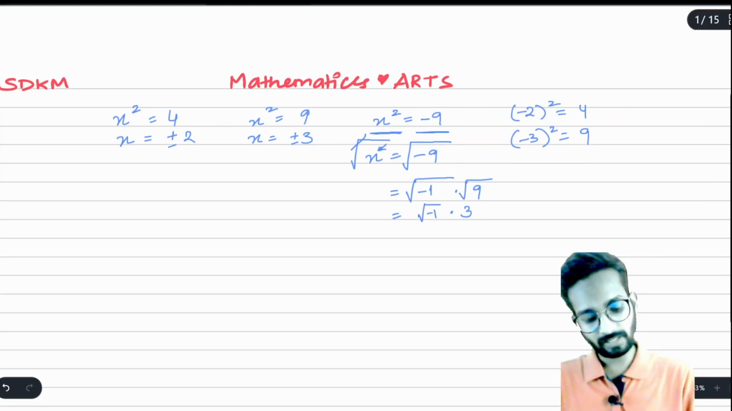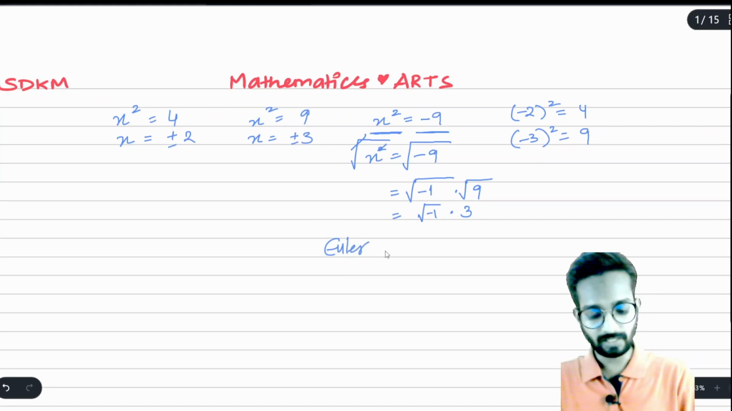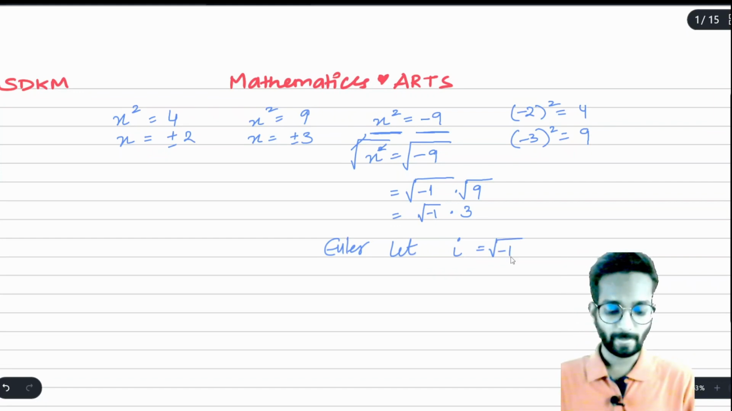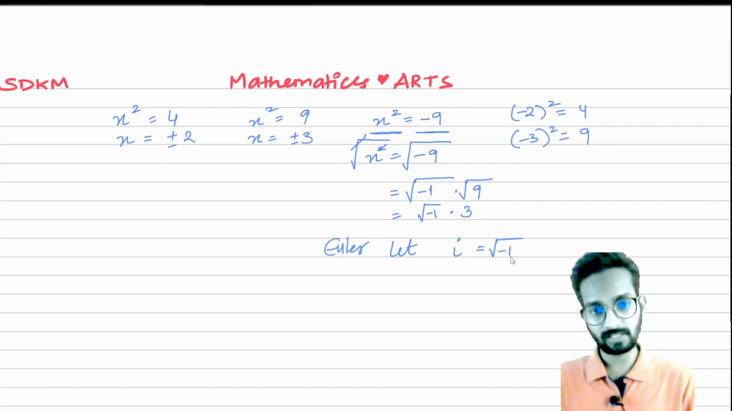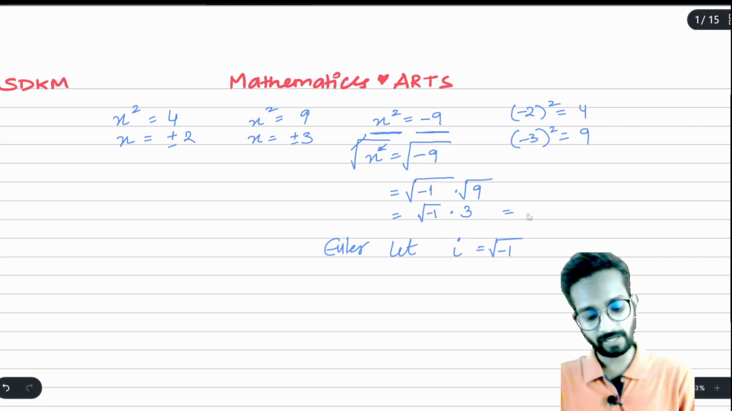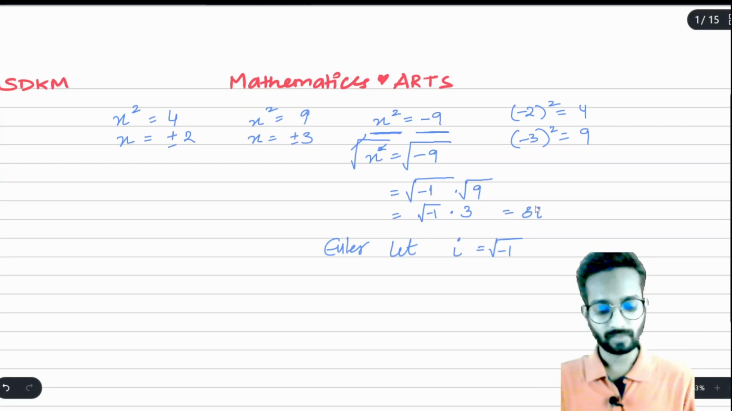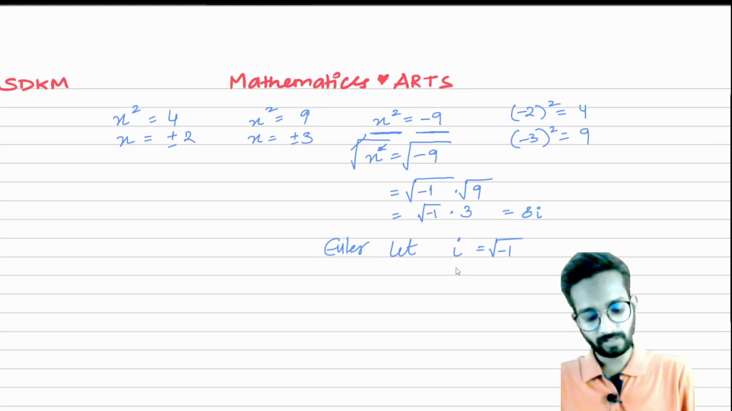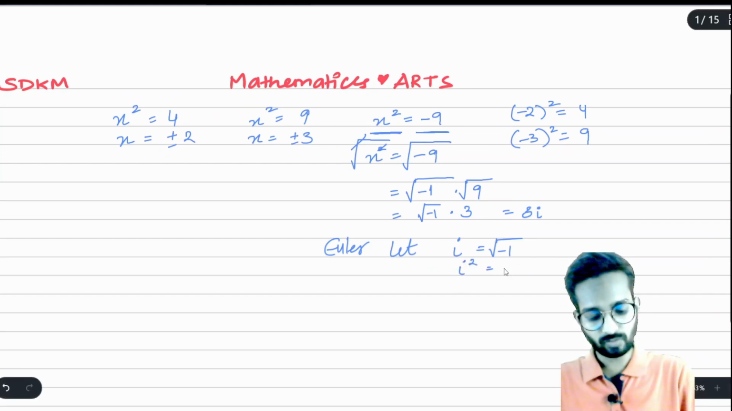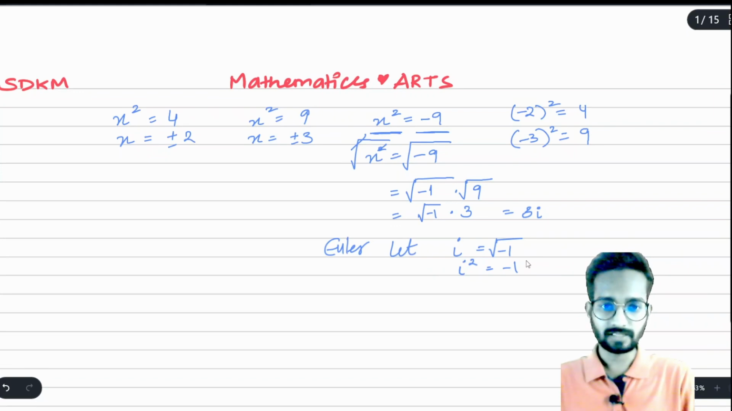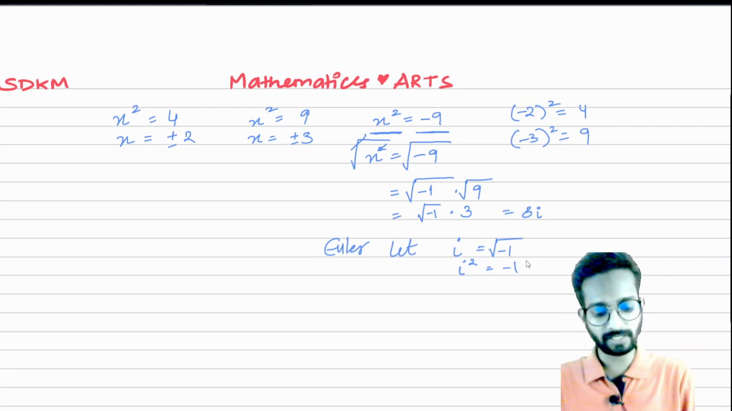So there came a mathematician, Euler, who said that we can assume i is equal to root of negative 1. It made everything so easy that now I could write this answer as 3i. Very simple. Then if i is equal to root of negative 1, we can say i square is equal to negative 1, simple enough, by taking square on both sides.